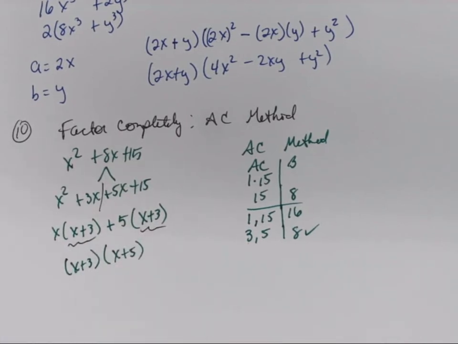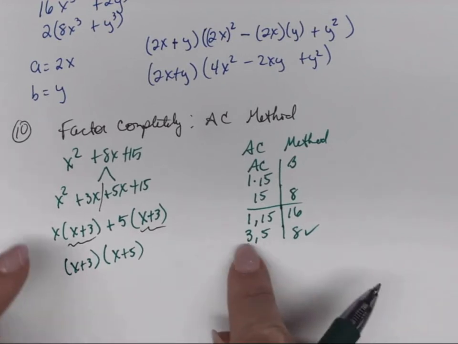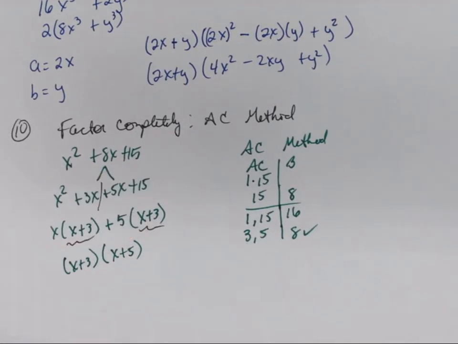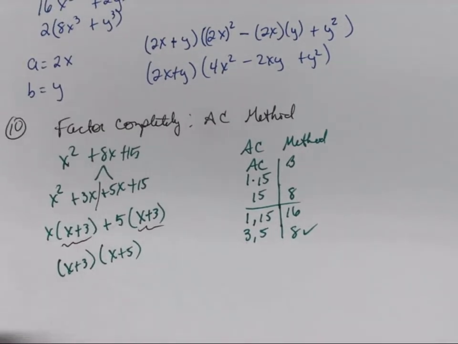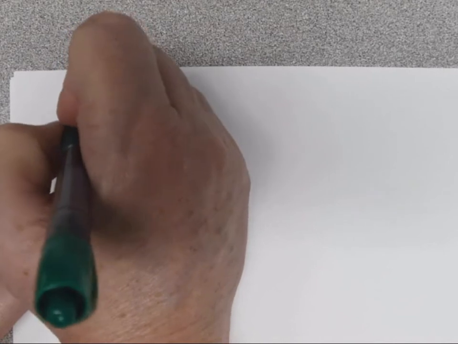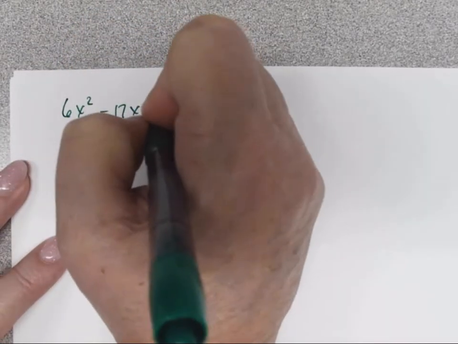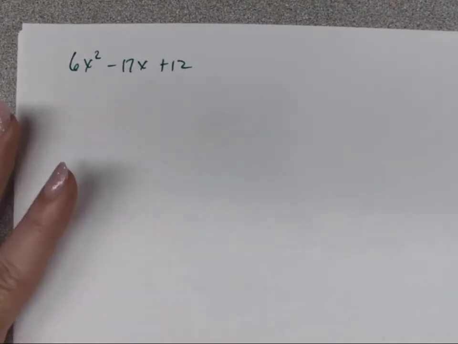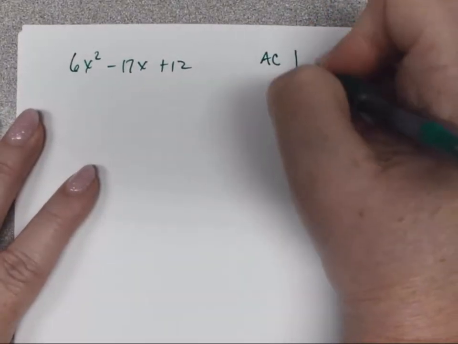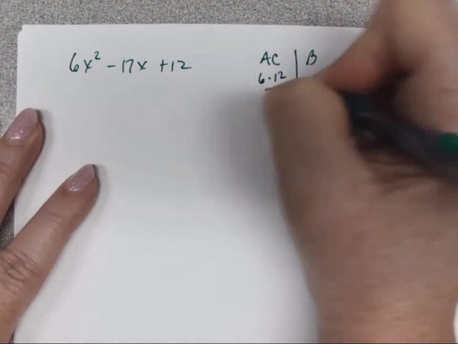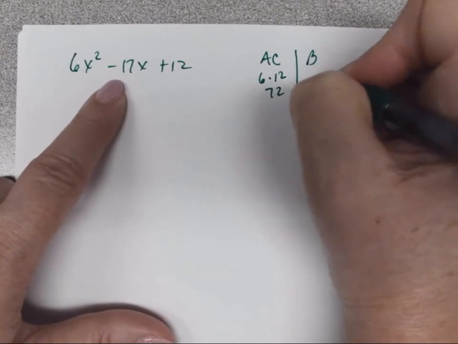When there's not a 1, it won't work that way. So I could have skipped these parts and gone from here to there on this one. On the next one, you can't do that because we have more than a 1 out in front to factor. So if we have 6x squared minus 17x plus 12, well, these are some big numbers, but we can do this. So a times c, trying to get me to b. So I have 6 times 12, which will be 72, trying to get to a negative 17.